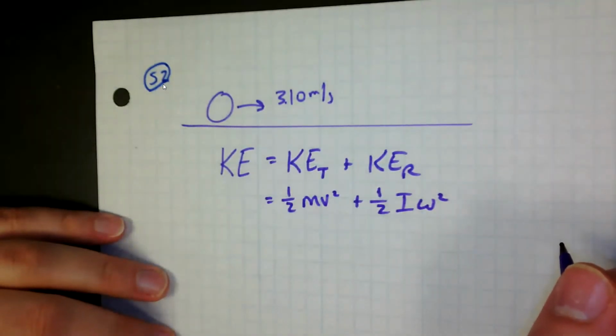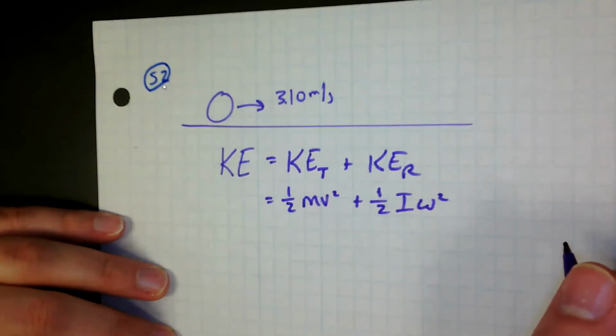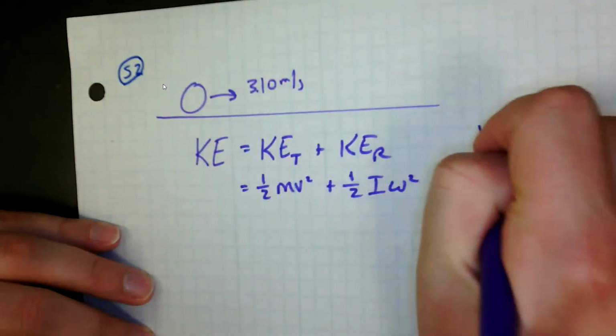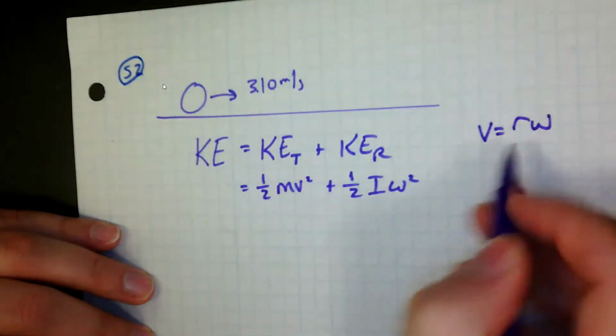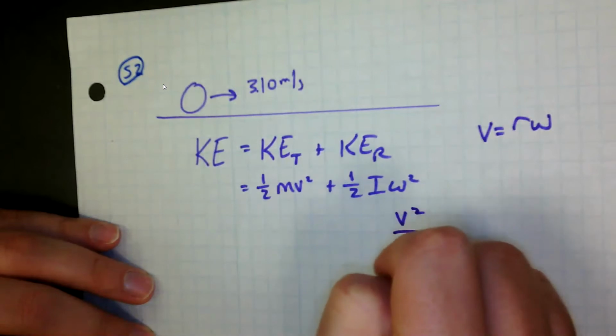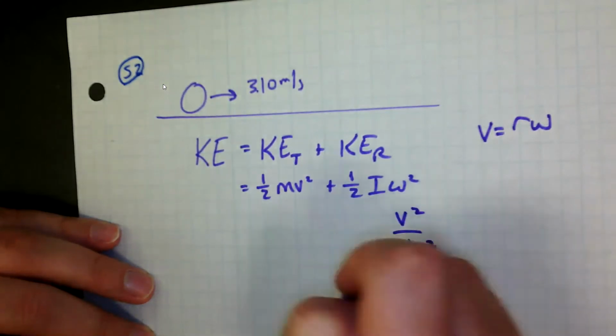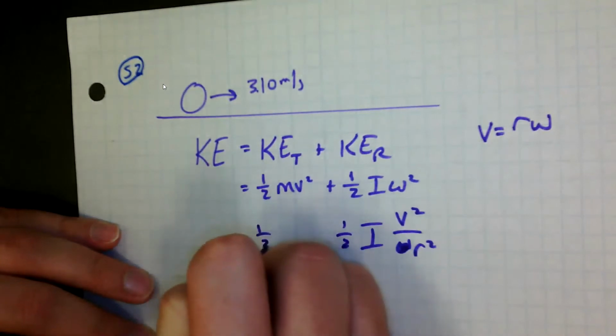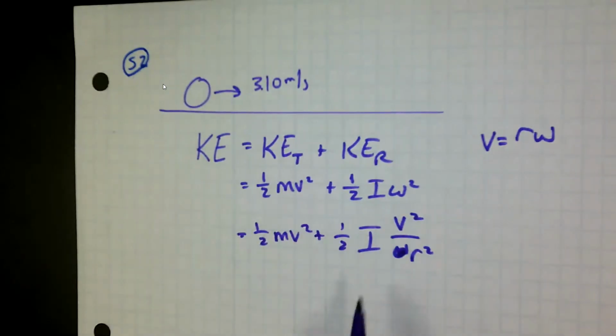And if you recall, when we did the conservation of energy problem the last time, we used the equation v equals r omega to say that omega is v over r. So instead of omega squared, I'm going to write v squared over r squared. And since this is a ball, you can plug in 2/5 mr squared for I, and that's how you do that. Is that all right? Anything else?